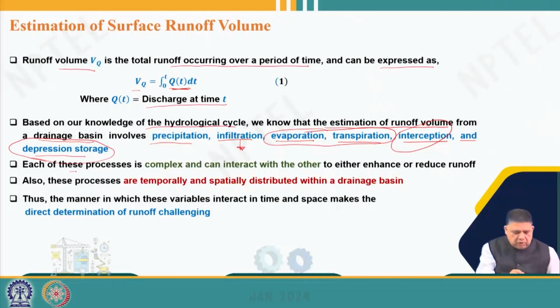So, we know that all these processes are complex and they can interact with each other to either enhance or reduce runoff. So, obviously, if evaporation is more, then evapotranspiration will be more. That means the total losses will be more. That means probably the runoff will be less, and so on.